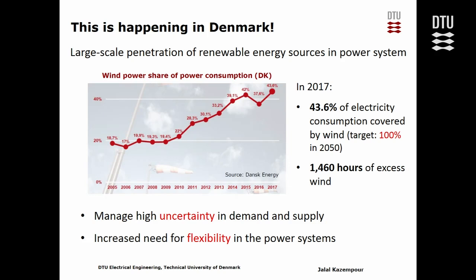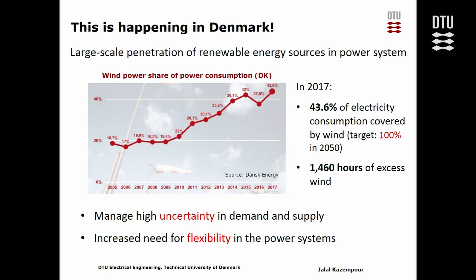Okay. So what's happening in Denmark? I think most of the people before me talked about it. And you know that many good things are happening right now in Denmark. As you see, this is the wind penetration in Denmark in terms of average annual power consumption. In 2005, it was about 19%. And right now, in 2017, last year, it was almost 44%. And the wind power penetration in Denmark is increasing. And there is a very ambitious target. The people would like to reach 100% wind penetration in 2050.